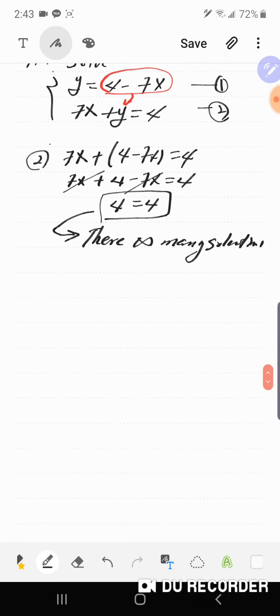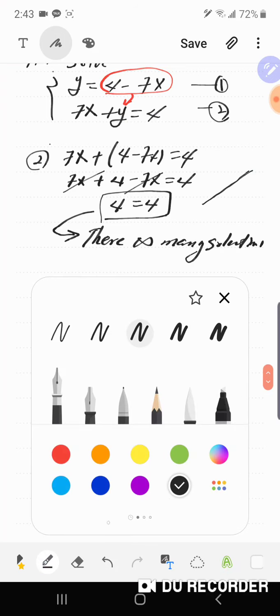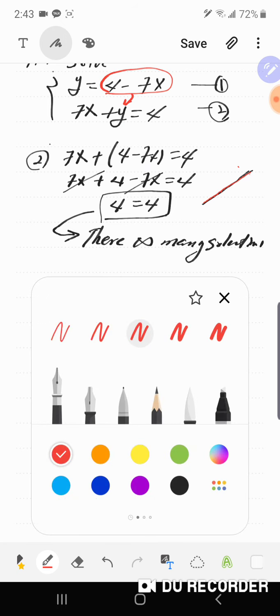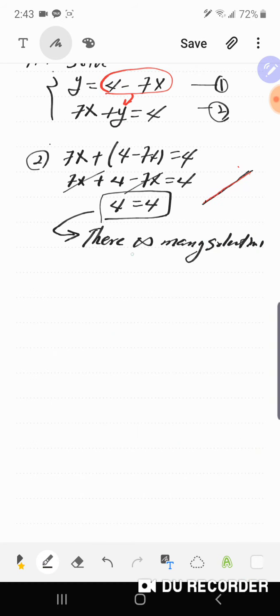Because this means two lines are identical. So here's the graph of line 1, and the graph of line 2 is exactly the same as this. So all the points on this line are the solution. So whenever we have two equations, once you solve this, our conclusion is there are infinitely many solutions.